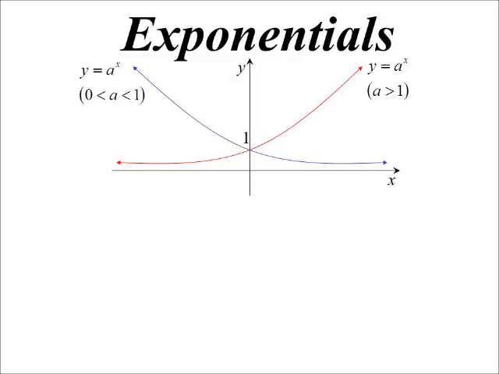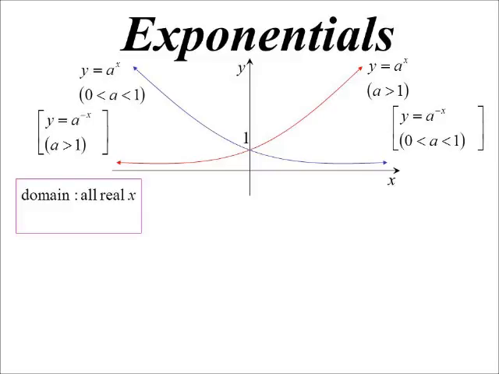If the base is in between 0 and 1, then it would go the other way because you're basically saying a fraction to the power of x. So, for example, a half, but a half is 2 to the power of negative 1, so it's the same as doing a to the power of negative x, so it would reflect over. So the red one could be a to the negative x when the base is in between 0 and 1, and the blue one could be a to the x when the base is greater than 1. The domain is all real x, range y is greater than 0.